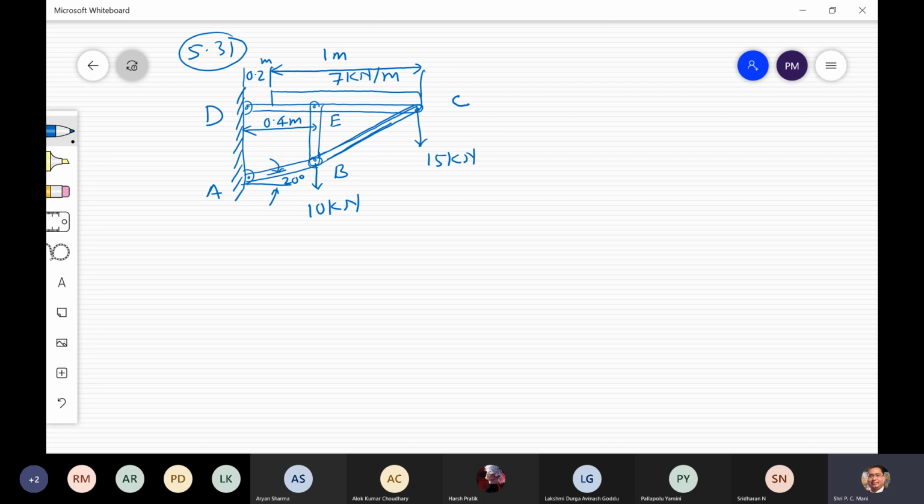I'm not trying to solve that question first. Today I will draw the free body diagram only. From the next class, tomorrow's class, okay, I will solve some problems. Okay, so here this is uniformly distributed load.